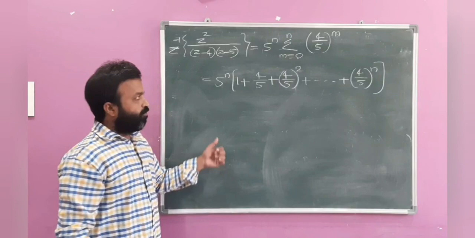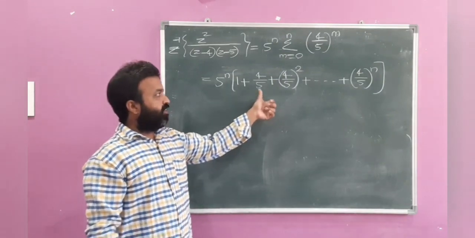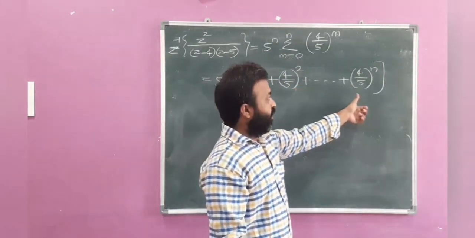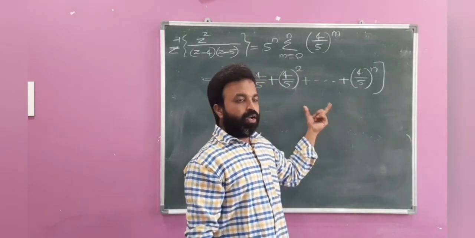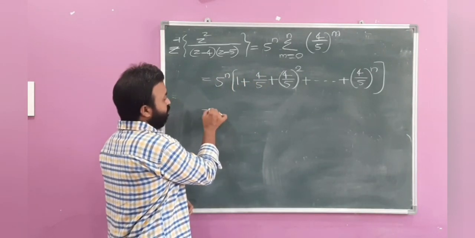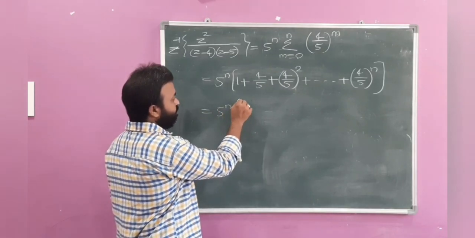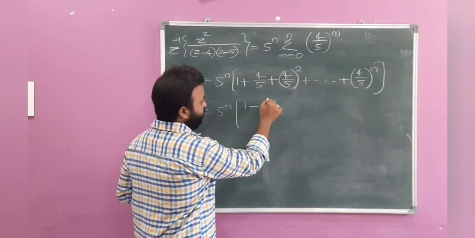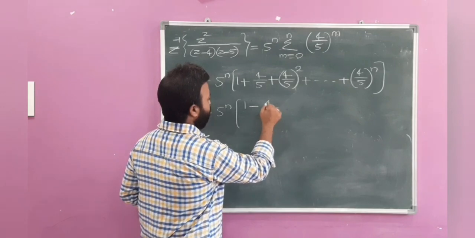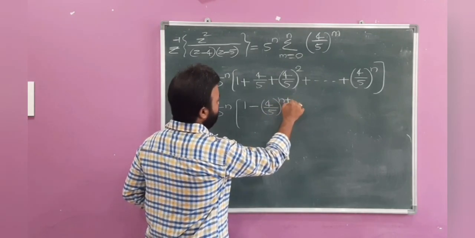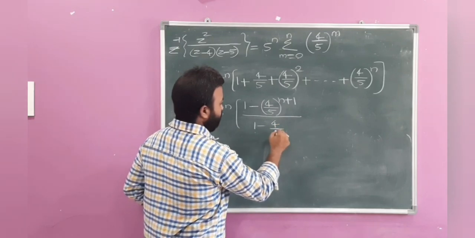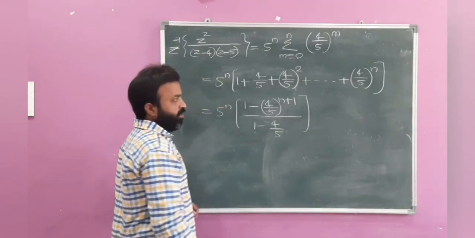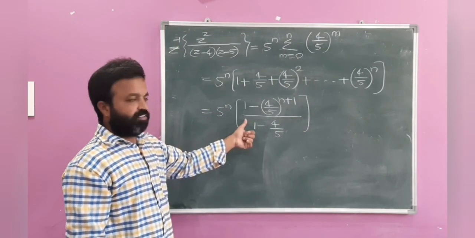So this is of the form 1 plus a plus a square plus and so on a power n. The series is in geometric progression, and the sum of the series is (1 minus a to the power n plus 1) by (1 minus a), that is (1 minus (4 by 5) to the power of n plus 1) by (1 minus 4 by 5). Okay, so this is the geometric progression sum of the series.